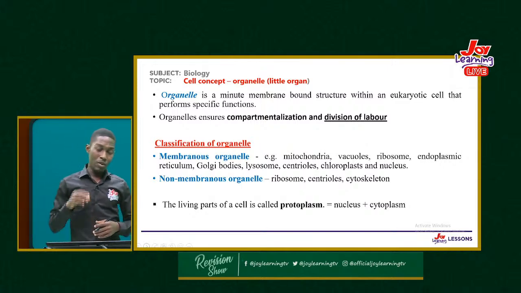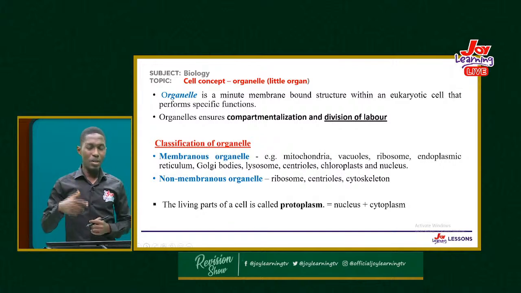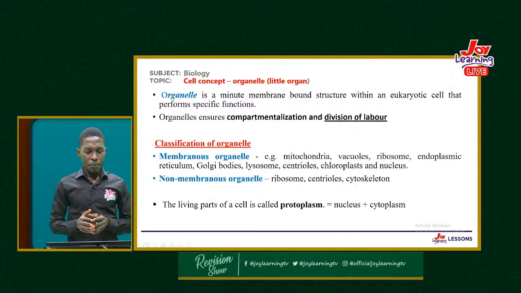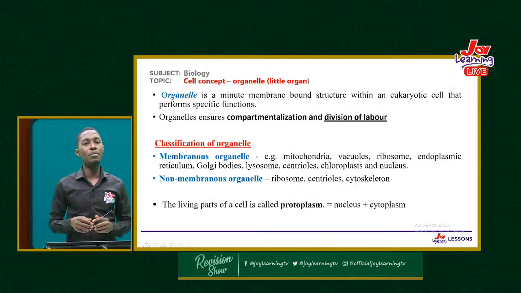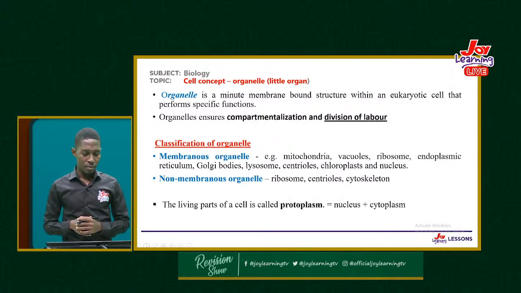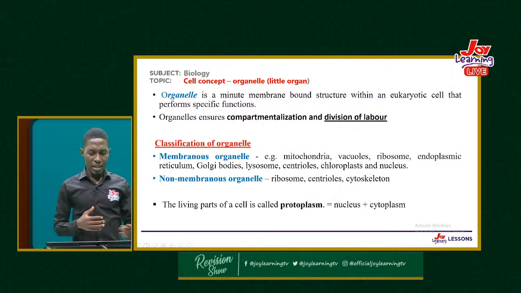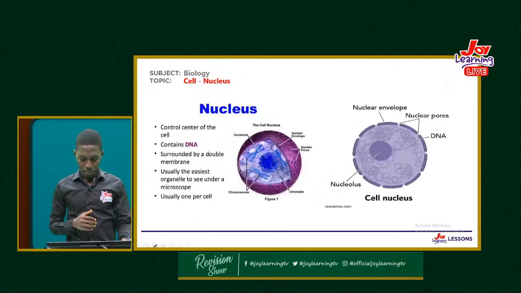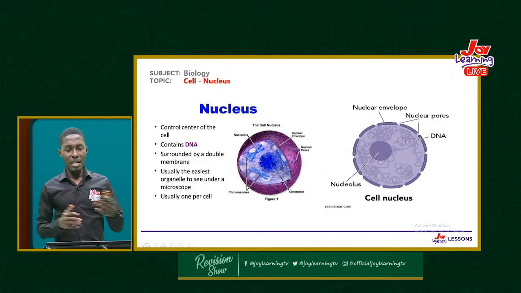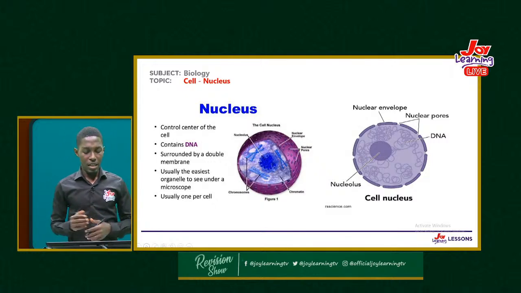Now these organelles, as we just defined, are structures with membrane, but let's go down and explain it better. Once you have a function, a role they play, and it's covered, we say it's a membrane. We have those that are double membrane, those that are single membrane. And we have those that don't have membrane too, but we still call them organelles, like the ribosome, the centrioles, and the cytoskeleton. Then we said that the living part of a cell is the protoplasm, which is the nucleus and the cytoplasm together. Now let's zoom in on the organelles one after the other.